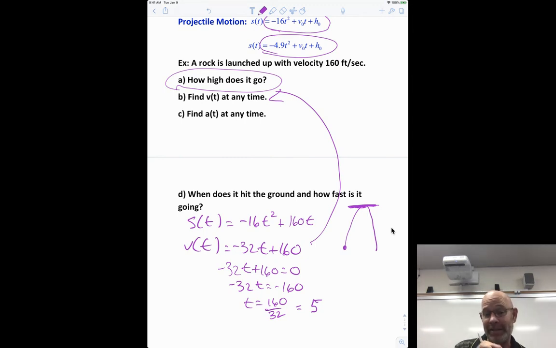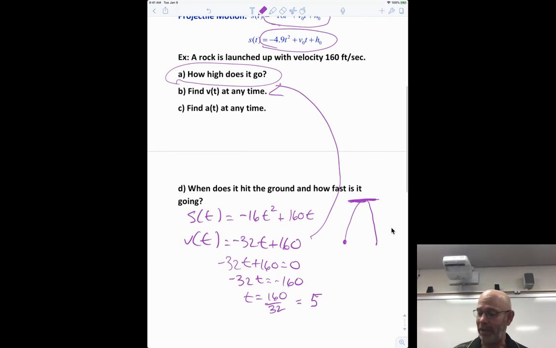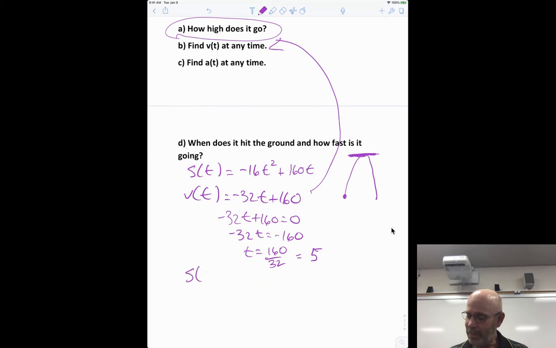That's not how high. That's the time when it reaches its highest point. So I want to know how high it goes. I have to plug that 5 back into my position function: negative 16 times 5 squared plus 160 times 5. That would be the height. I'll whip out my calculator. These are meant to be done without a calculator, but if you want to do some quick math, that's fine. Just don't use the calculator to draw a parabola. That's not the idea here. So it's negative 16 times 25 plus 160 times 5, 400 feet.